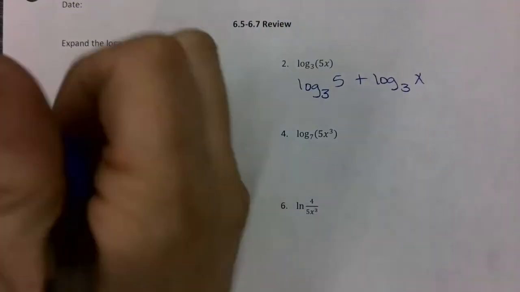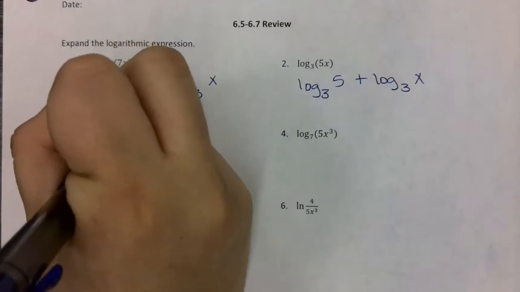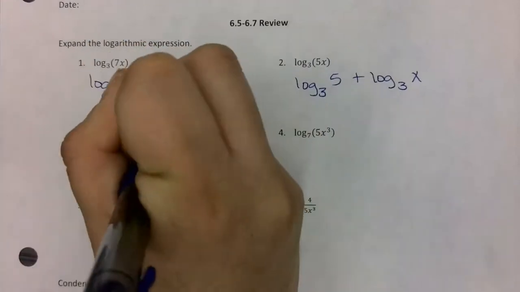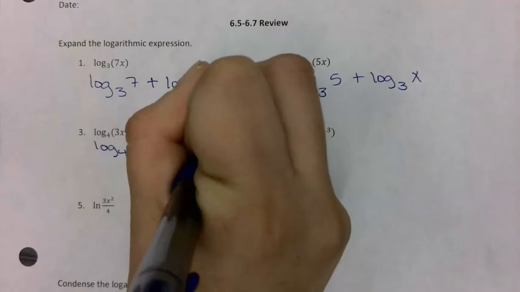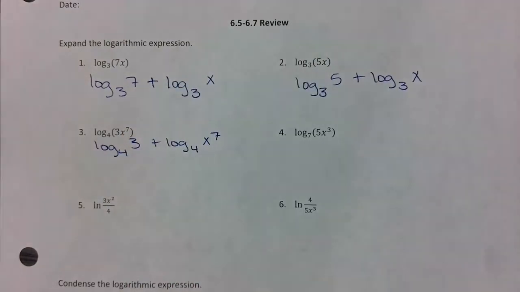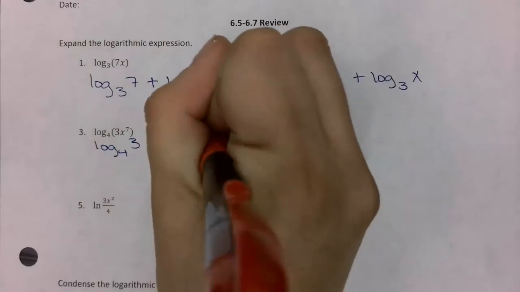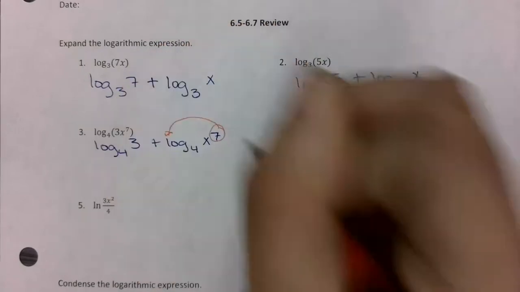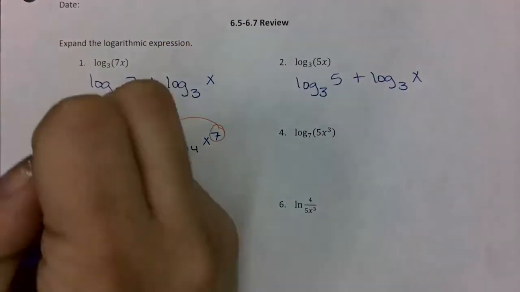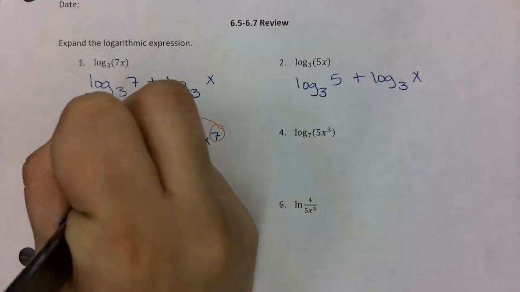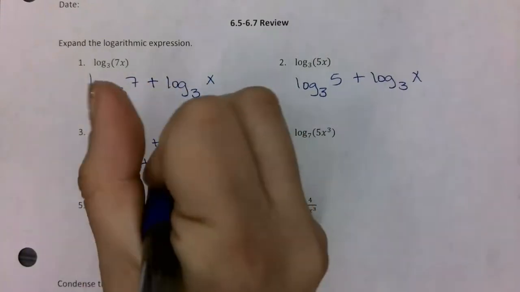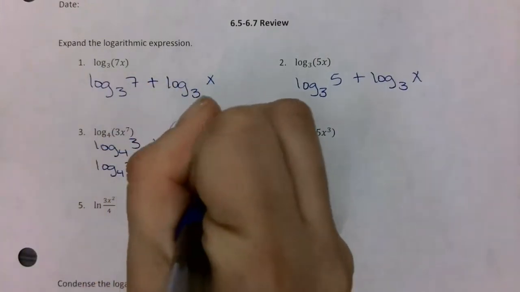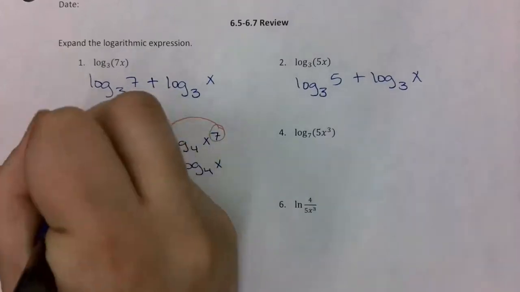Okay. Number 3 is a little more work, so I'm going to do log base 4, 3, plus log base 4, x to the 7. When I have an exponent and I'm expanding, exponents are going to move out in front of the logarithm. So this is going to go from log base 4, 3, to 7 log base 4, x.